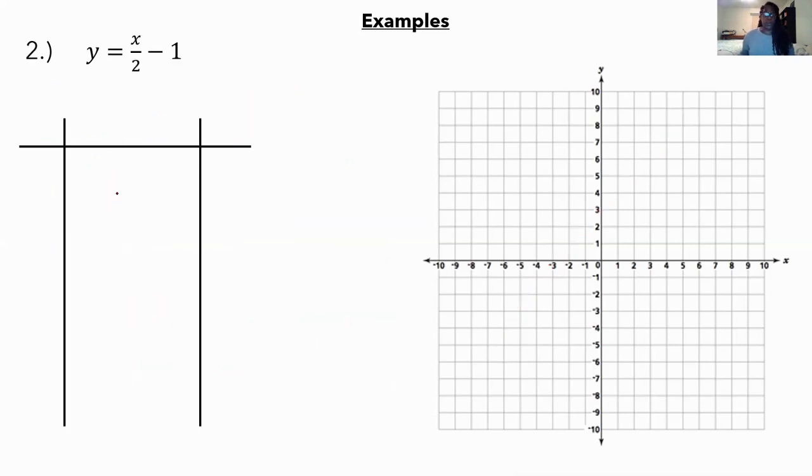So for number 2, we have y equals x over 2, or x divided by 2, minus 1.